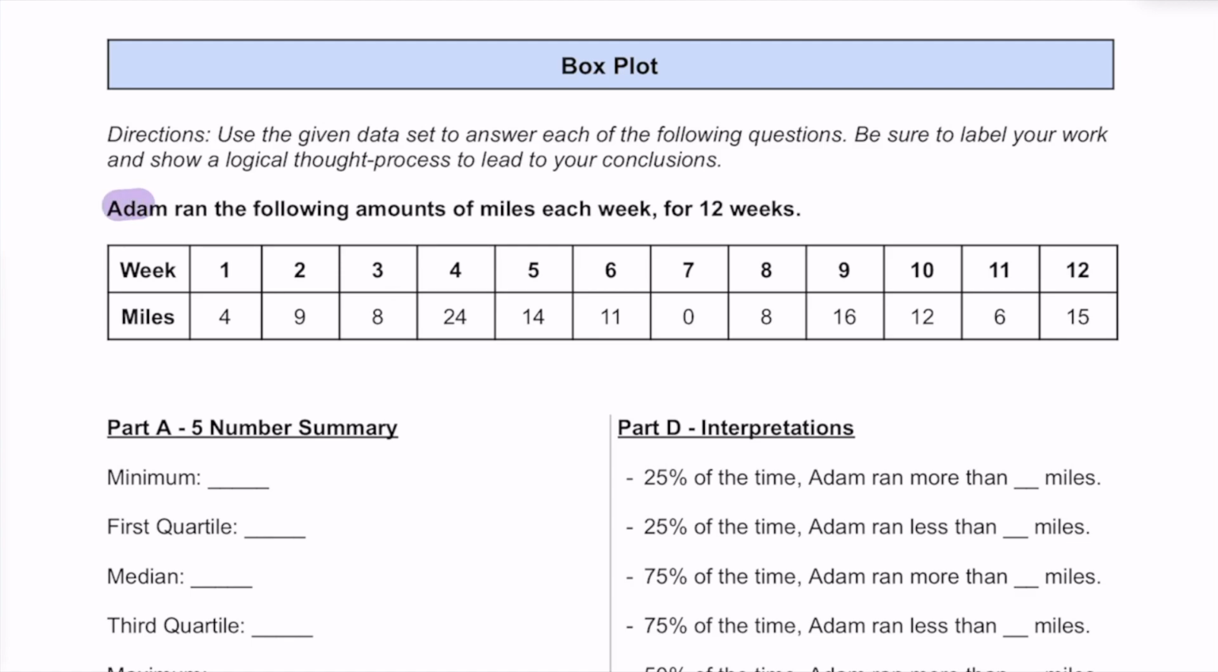I encourage you to grab some paper, something to write with, and let's do some math together. So what's our situation here? It looks like Adam is going to be running for 12 weeks and he's going to be running different amounts of miles throughout those given weeks.